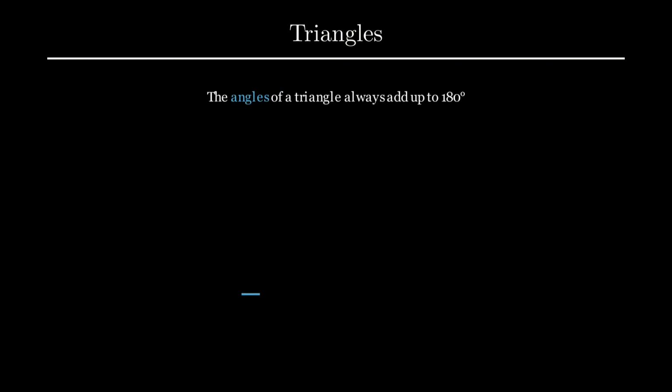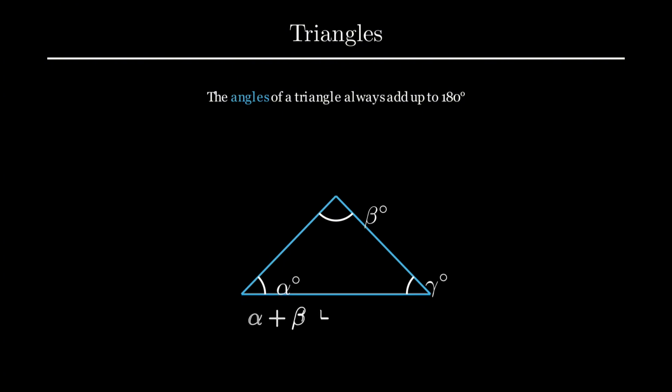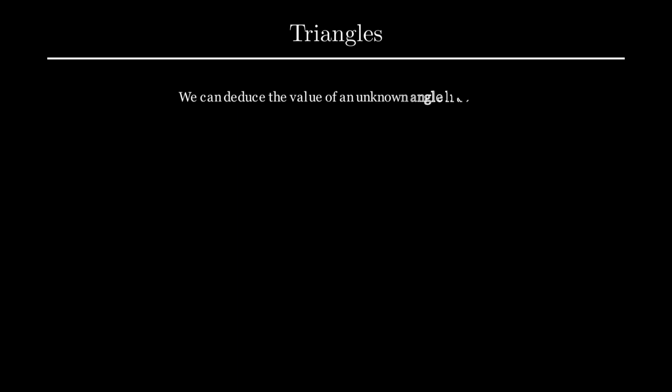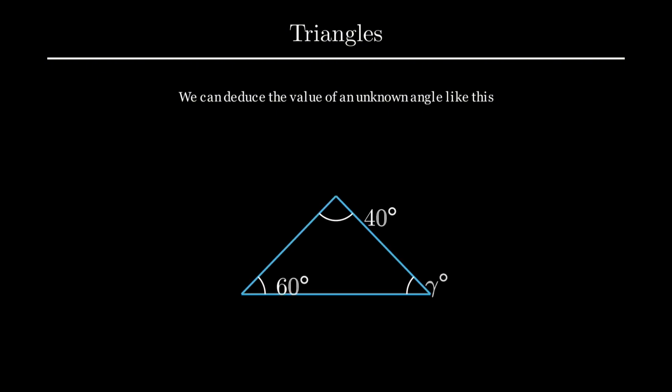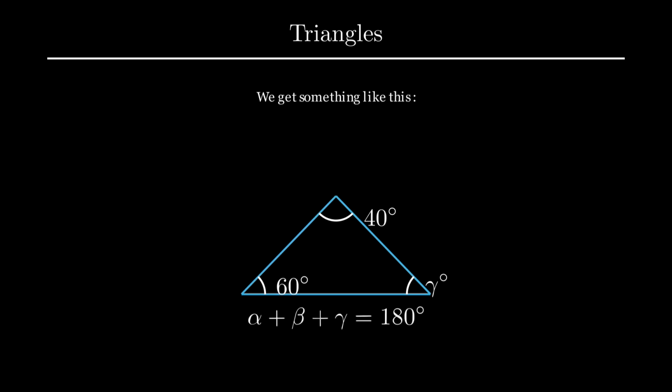For example, the angles in a triangle will always add up to 180 degrees. This is demonstrated down below with the alpha, beta, and gamma angle. Knowing this, we can use that information to deduce the value of an unknown angle. In this example, we have a 60-degree angle and a 40-degree angle. Gamma's value is unknown. We know that alpha plus beta plus gamma is equal to 180 degrees. We will substitute the values and solve the equation. We then get that gamma is equal to 180 degrees minus 60 and 40. So gamma is equal to 80 degrees.